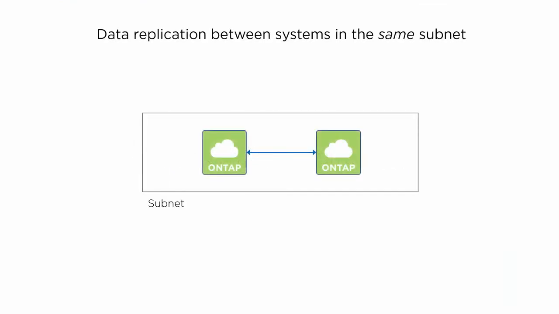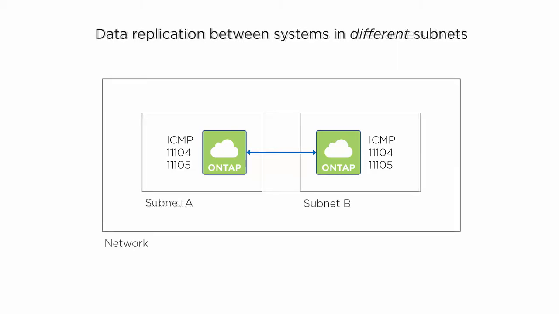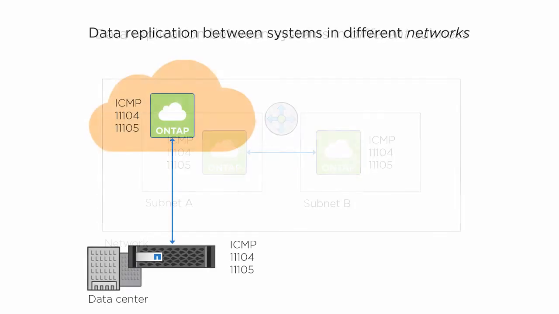Let's start with a basic configuration in which two systems are in the same subnet. You simply need to ensure that the security groups include inbound and outbound rules for ICMP and TCP ports 11,104 and 11,105. If the systems are in different subnets, then you need to ensure that routing is available between those subnets.